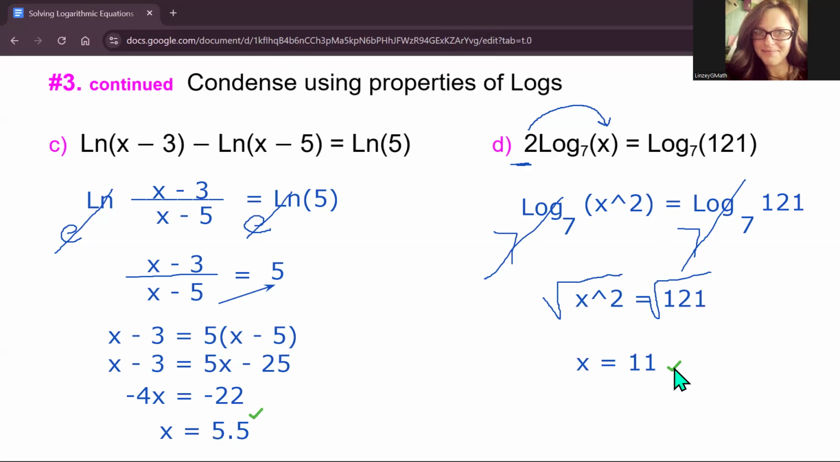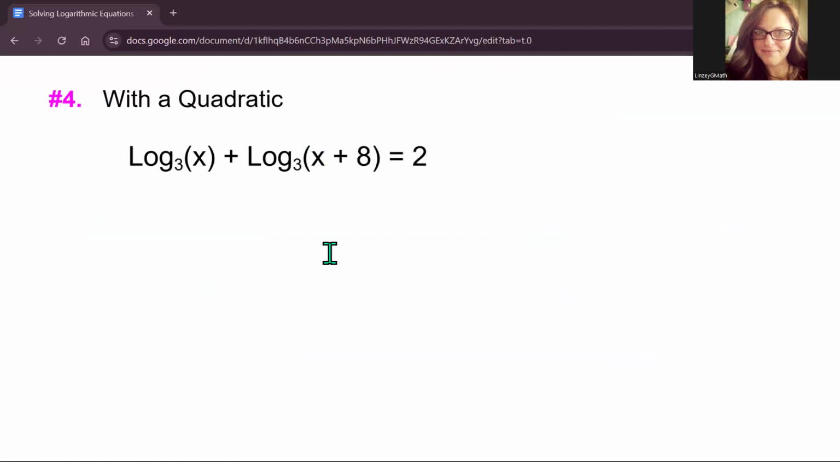Number 4, 2 more. Number 4, let's take a look at one involving a quadratic. We can use the product property of logarithms and rewrite this addition of log base 3 of x plus log base 3 of x plus 8. We can multiply the arguments together.